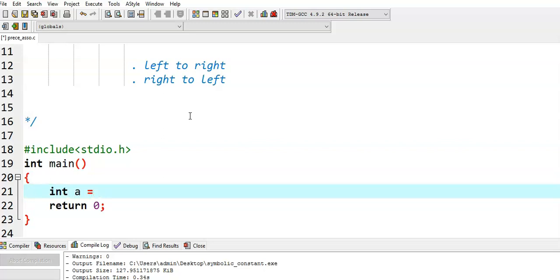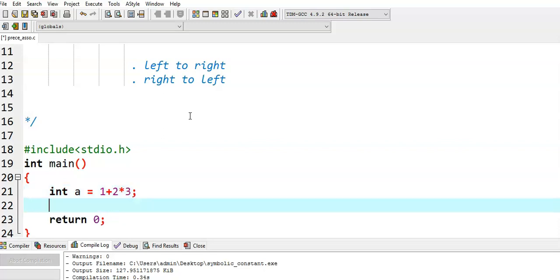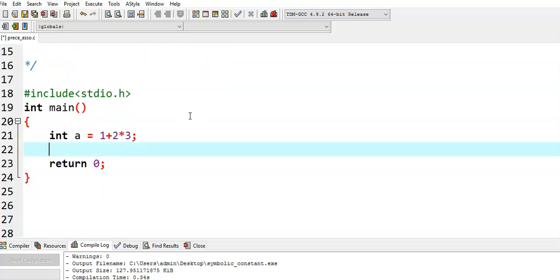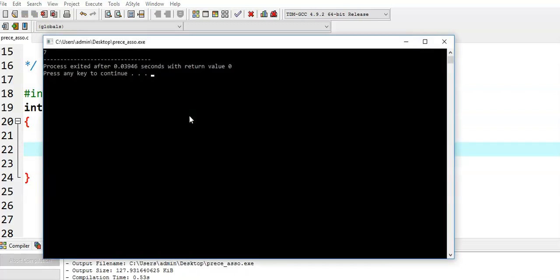So I am giving one simple expression. int a = 1 + 2 * 3. Now I print a value. So can you guess what would be the value? So I am printing a value, and running this particular program. So a value is 7.